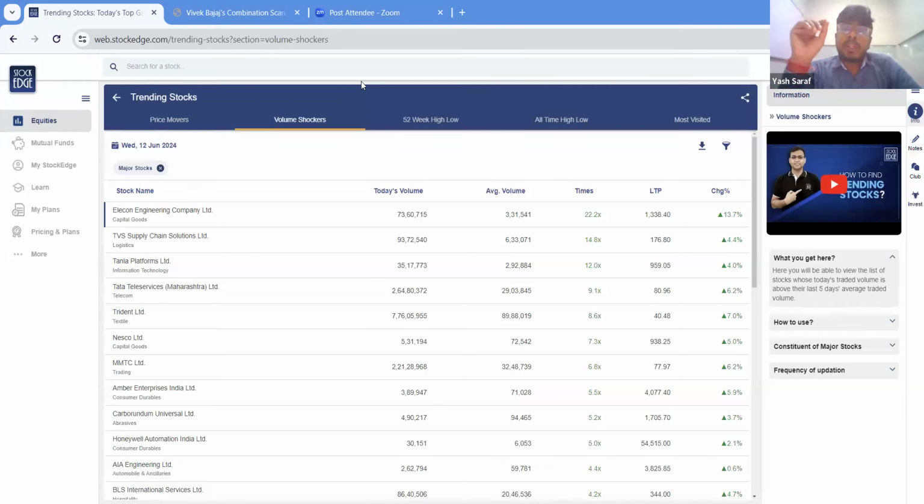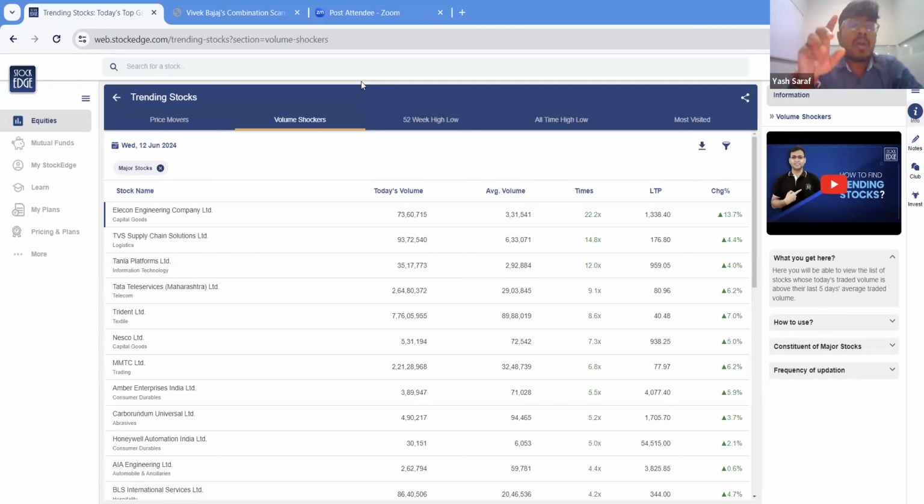Because basically it is not possible for a single trader or investor out there in the market to track 5,000 plus stocks during the market hours on a daily basis, right? They will get confused and they will end up wasting all their time in analyzing the stocks itself, and they will not be able to grab the opportunities when they want to.